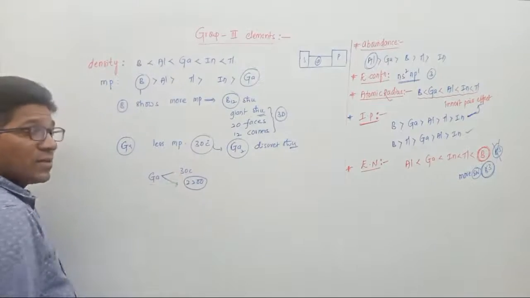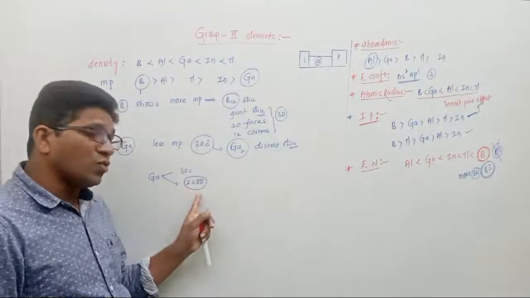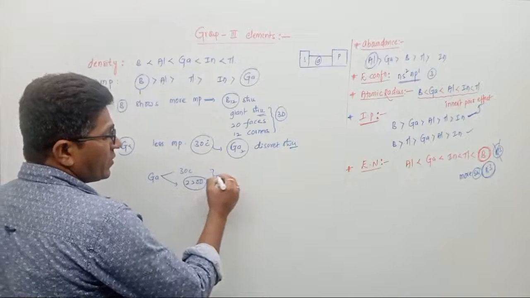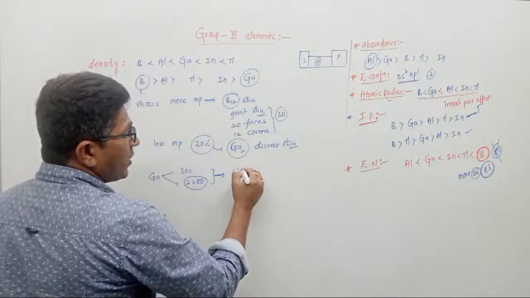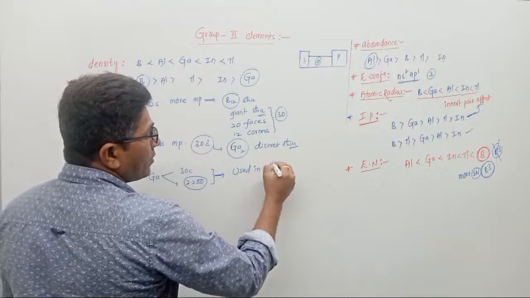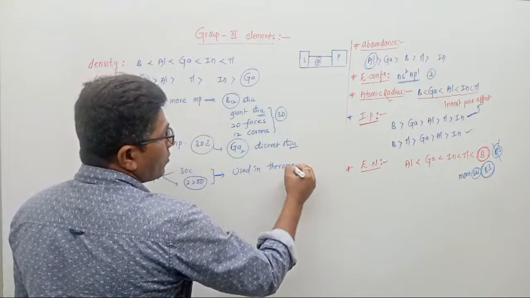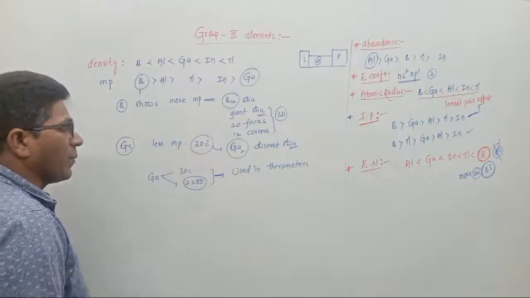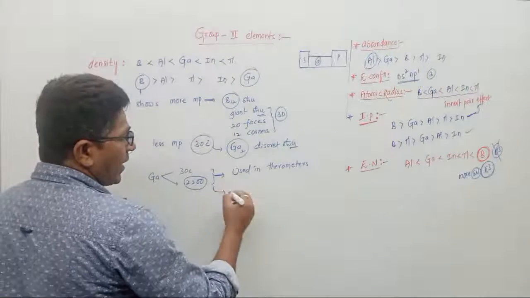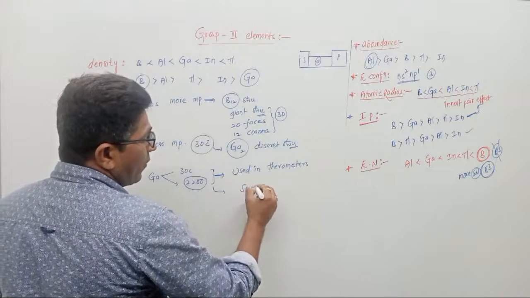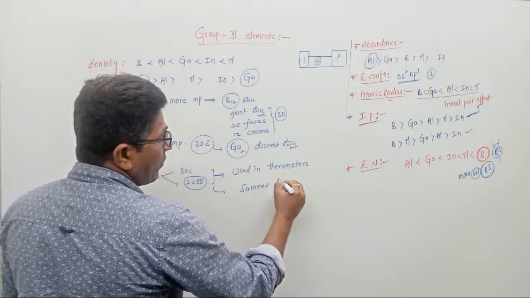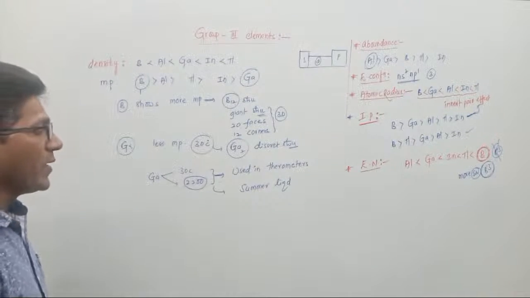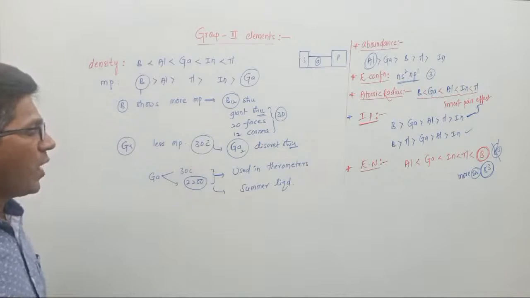So 30 degrees Celsius is the melting point, but the boiling point is 2200. Due to this high difference, it is used in thermometers for finding temperature. Gallium is also known as a summer liquid due to its high boiling point.